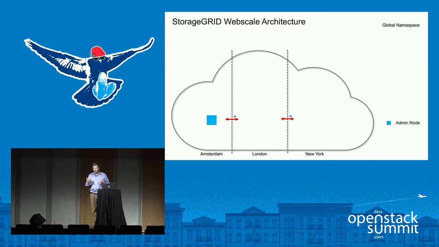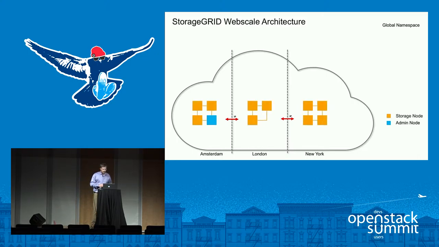Then we use something that we call an admin node. That's how you administer the system and how you set it up. When you first install it, the admin node is the first thing that you install. From then on, all the other nodes, all the other software in the environment, just get installed automatically from that first node. Those are what we call the storage nodes, the systems that are actually storing the data.